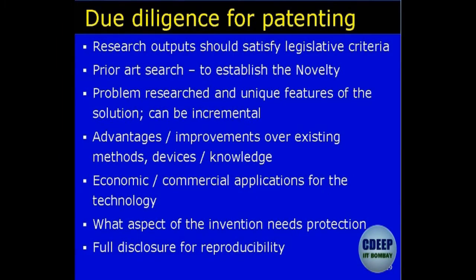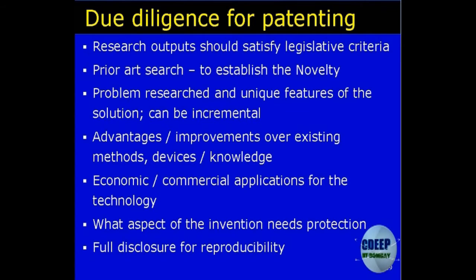So, what due diligence should we follow before filing a patent application? We must see that our research output satisfies the legislative criteria, as I have mentioned, the 3 legislative criteria: novelty, non-obviousness and utility. The problem, research and unique features of the solution can be incremental, as I gave the example of the memory storage device.